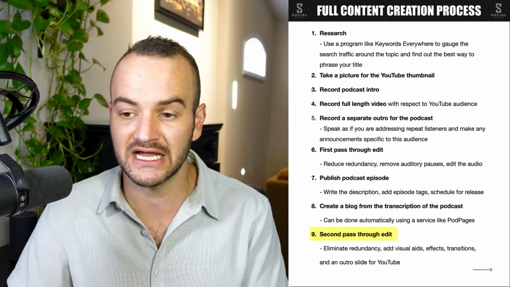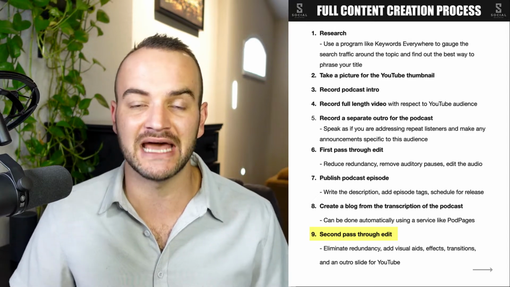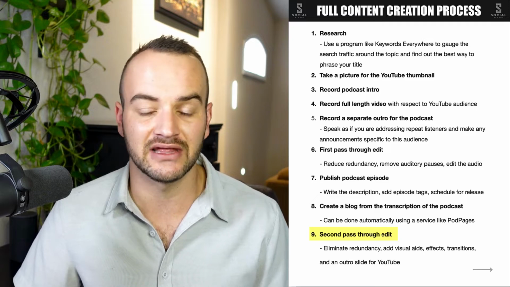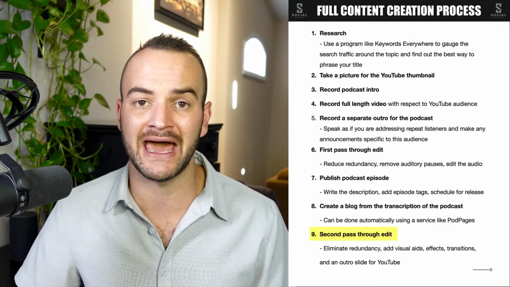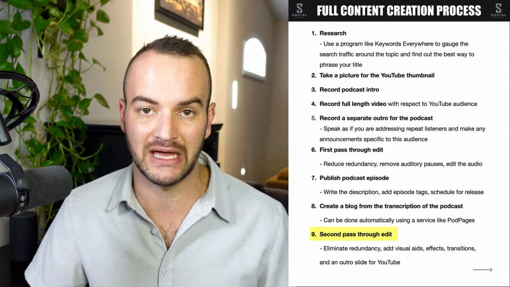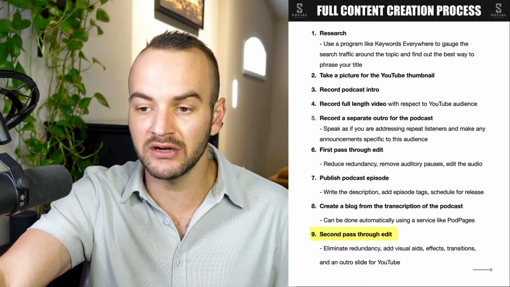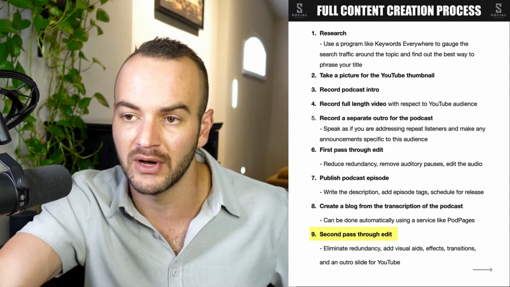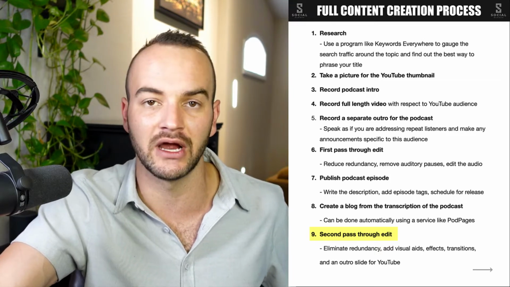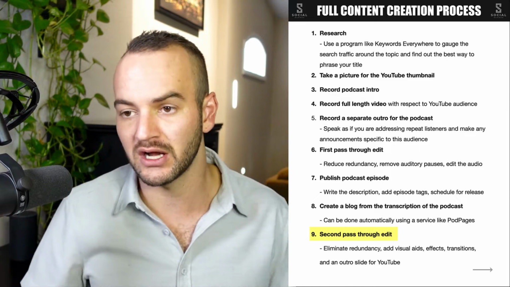So the second pass-through edit is to eliminate more redundancy, as well as add the visual aids that would go into a YouTube video, the text, anything like that, the outro slides, if you're going to add cards, anything specific to YouTube goes through the second pass-through edit. And by the way, I'll just mention right now, obviously any part of this you can do or you can delegate, but we'll talk a little bit more about delegating these processes and where I would start delegating at the end of the process here.